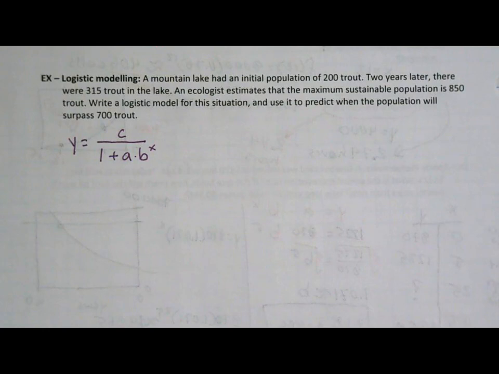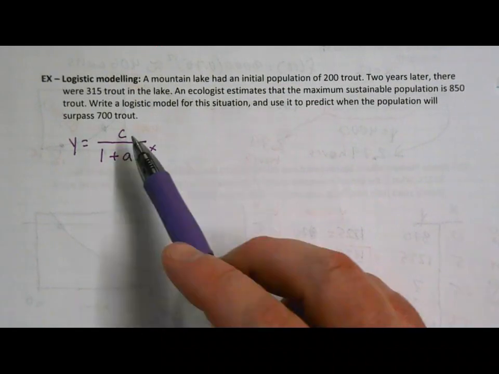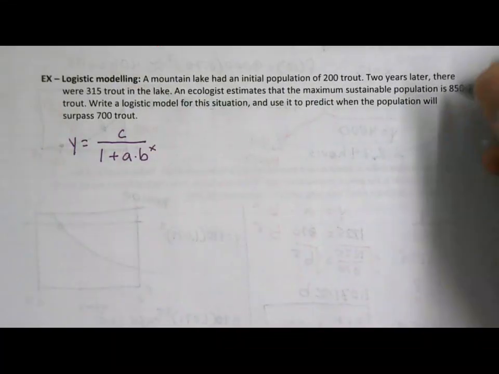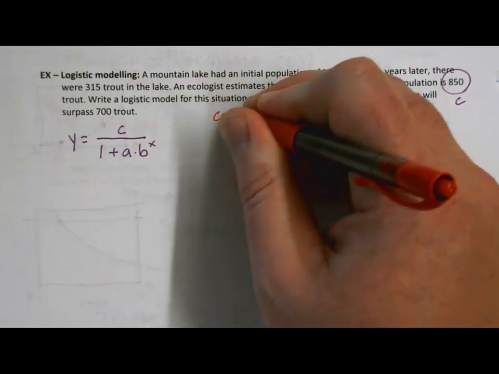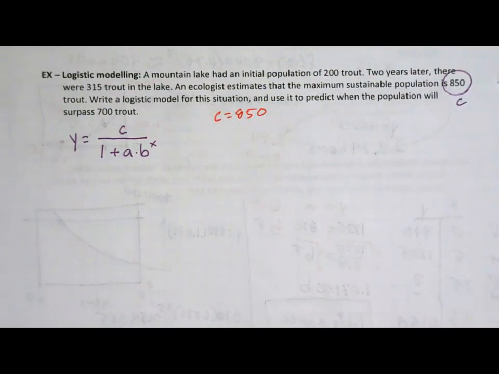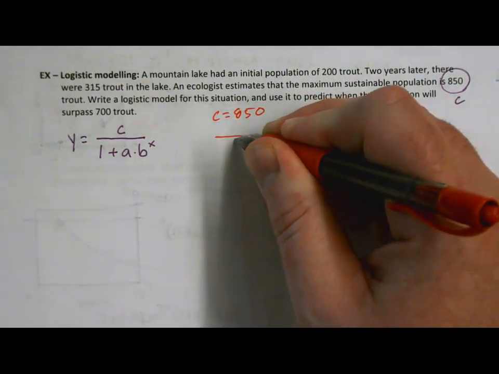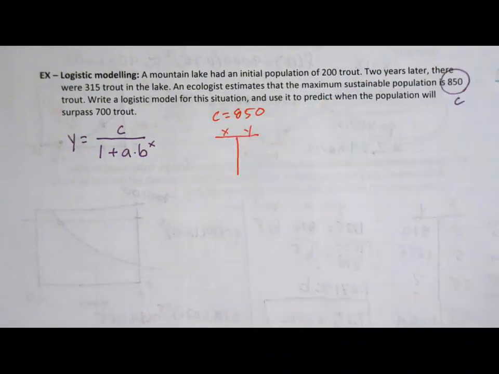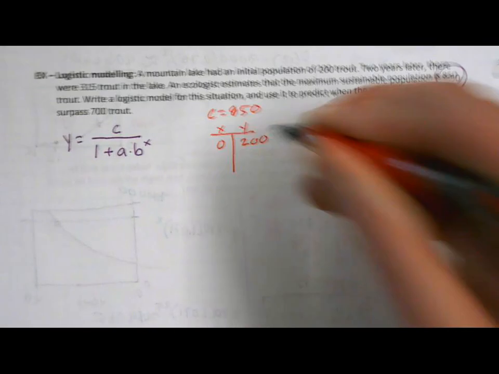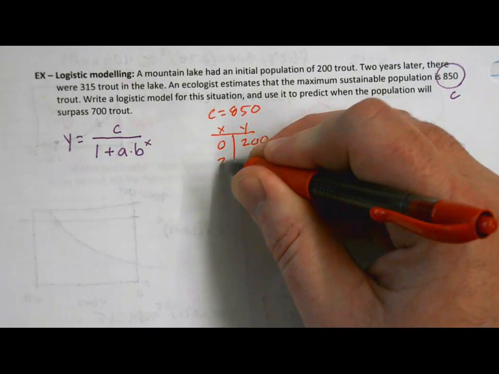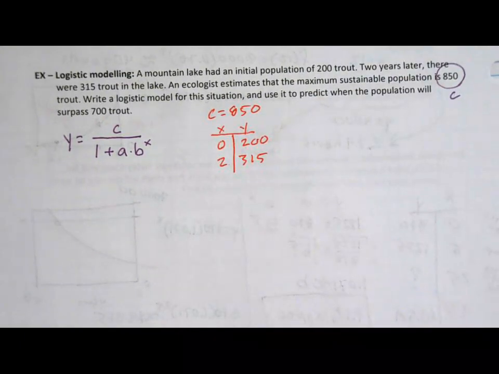We do know one of those things, A, B, or C. We know C. C is the carrying capacity or the theoretical maximum, which is 850. So we know C is 850. In fact, I'm going to write that here. C is 850. And we've got some data points, so let's maybe make a table. If we're assuming the initial population had an x value of 0, let's go ahead and make that assumption. So that'd be 0, 200, and then after 2 years, we're at 315.